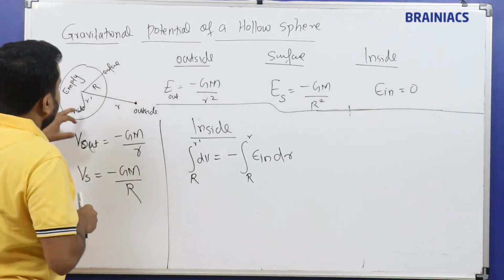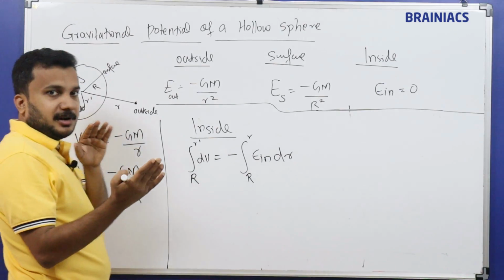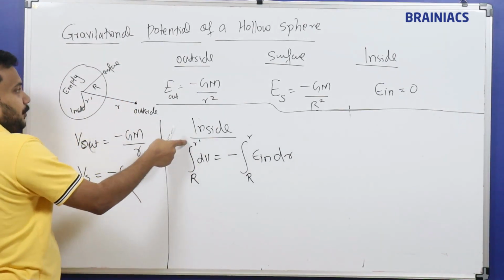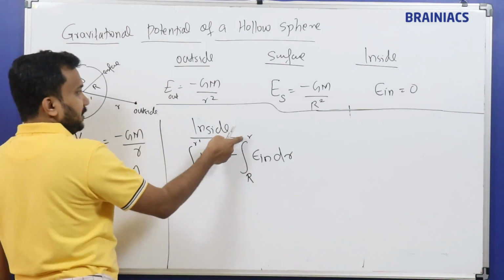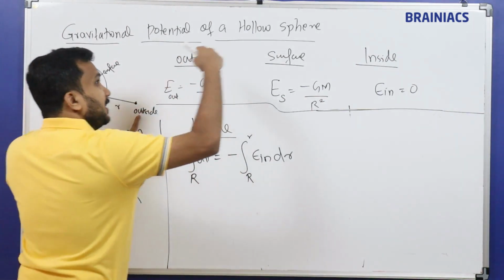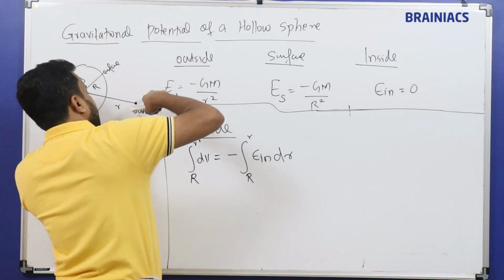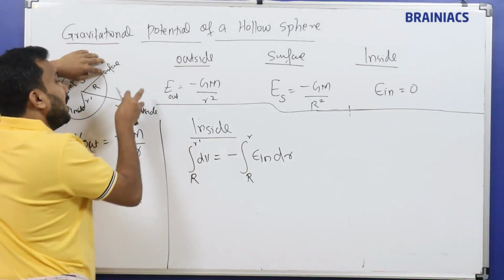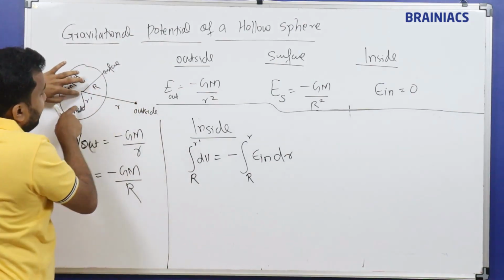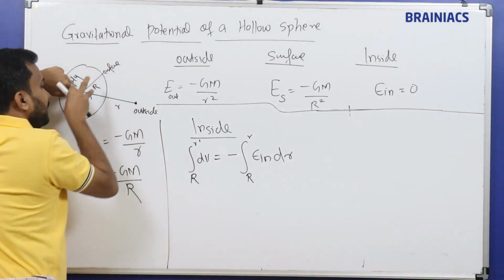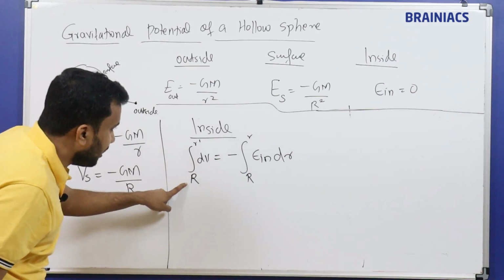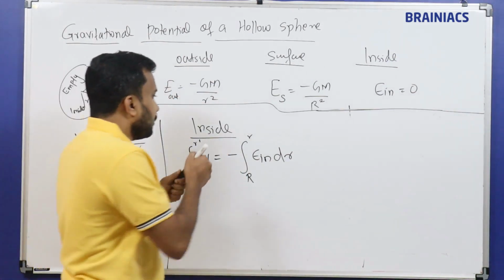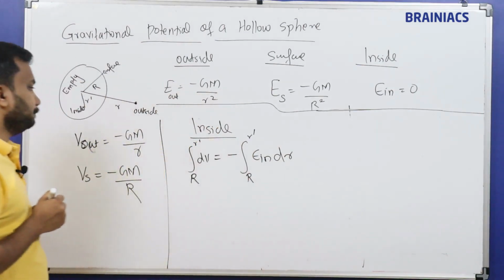So for inside, you want to come to the inside, but you are coming from the surface. So R is the surface, surface to inside. If you are taking outside, it means infinity to outside. If you are deriving for the surface, it means outside to surface. If you are deriving for inside, it means surface to inside. So from the surface R to the inside point, which is called r dash.